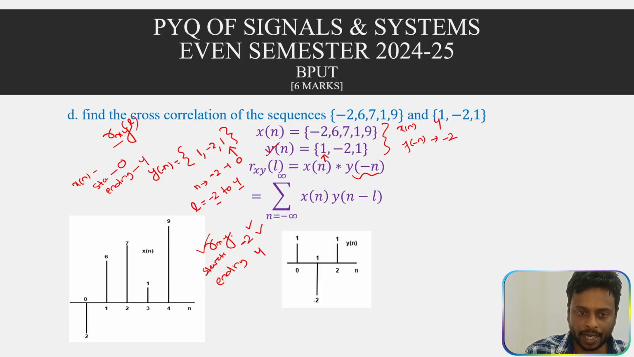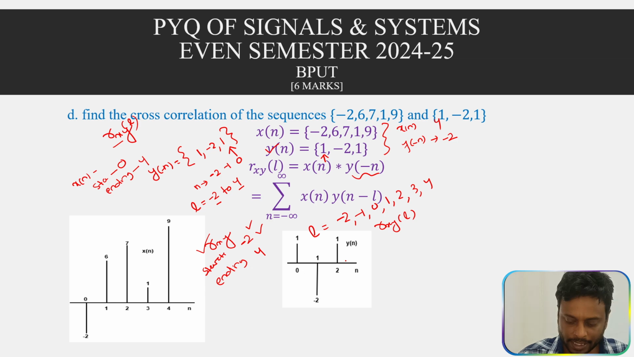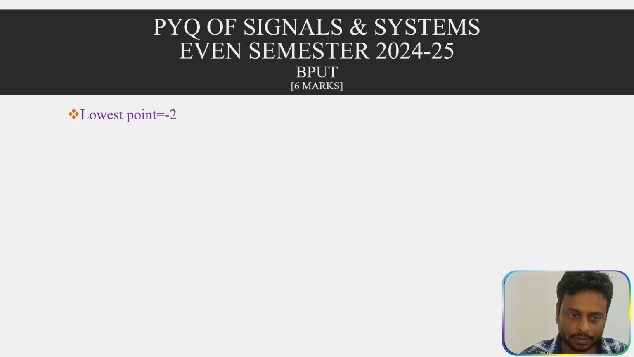So for r_xy[l], the starting point is minus 2 and the ending point is 4. So we have minus 2, minus 1, 0, then 1, 2, 3, 4. These are the l values. So we have to find out, for these l values, what is our r_xy[l]. Okay, so let us start that. Lowest point is minus 2 and highest point is 4.